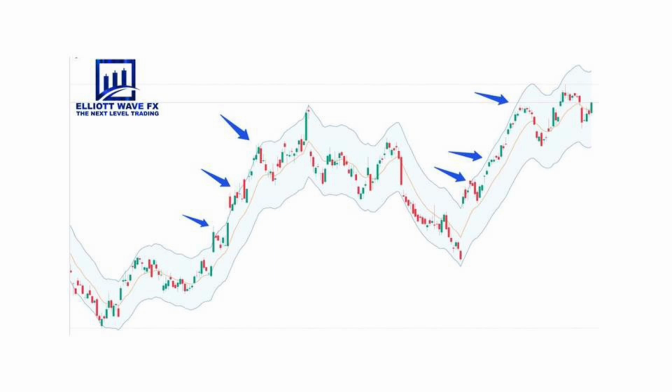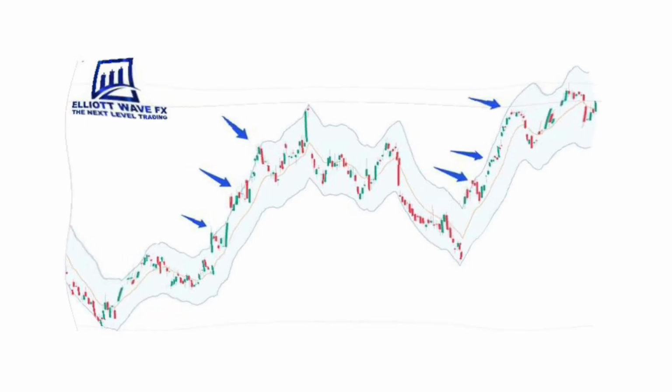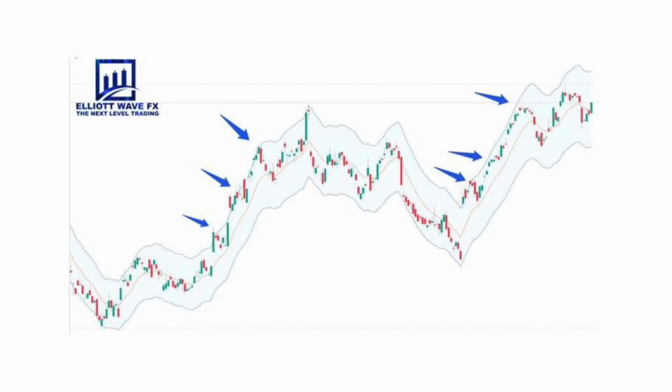Interpreting envelope indicator signals. Overbought and oversold conditions. When the price touches or moves outside the upper envelope, it indicates an overbought condition, suggesting that the asset may be overvalued and due for a price correction. Conversely, when the price touches or moves outside the lower envelope, it signals an oversold condition, indicating that the asset may be undervalued and due for a price rebound.